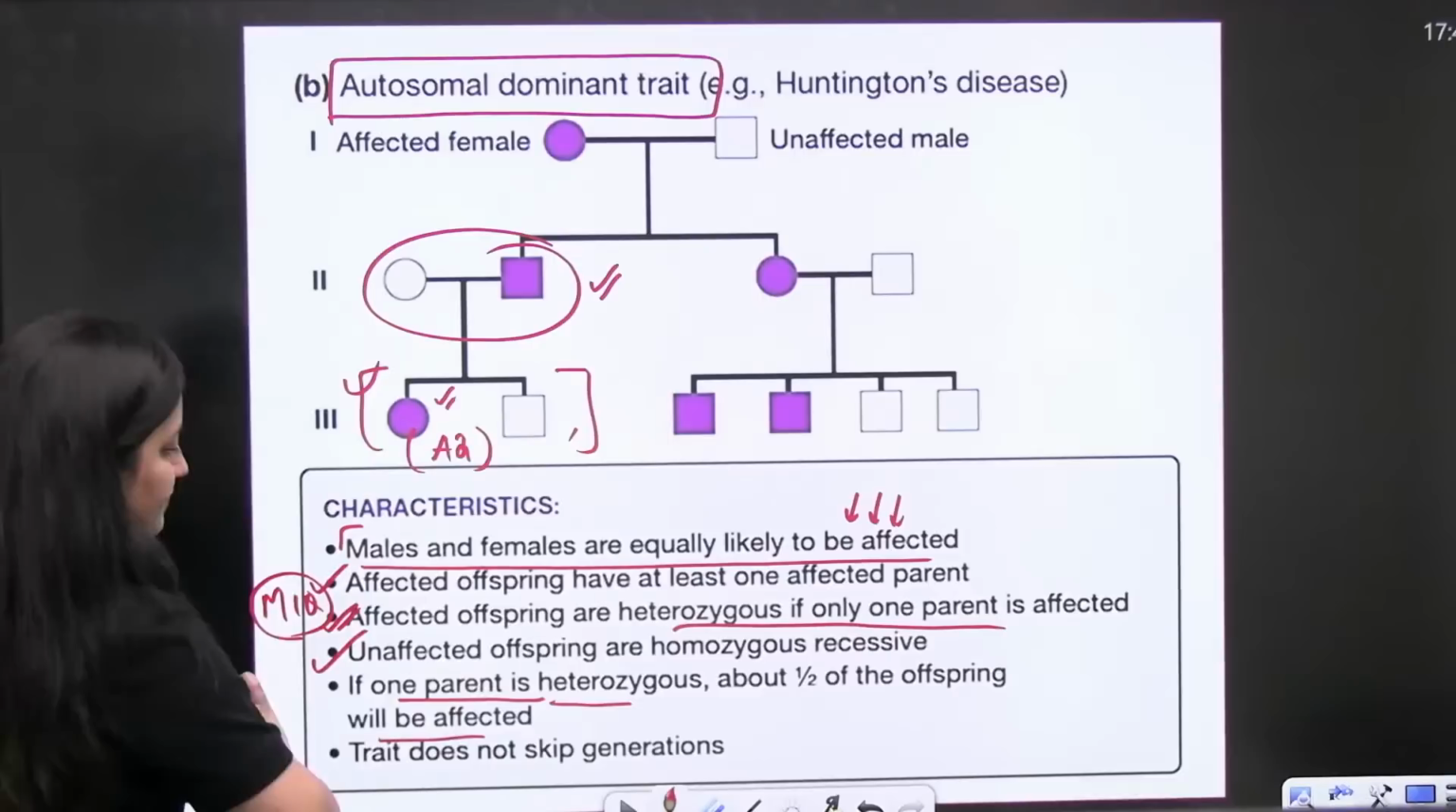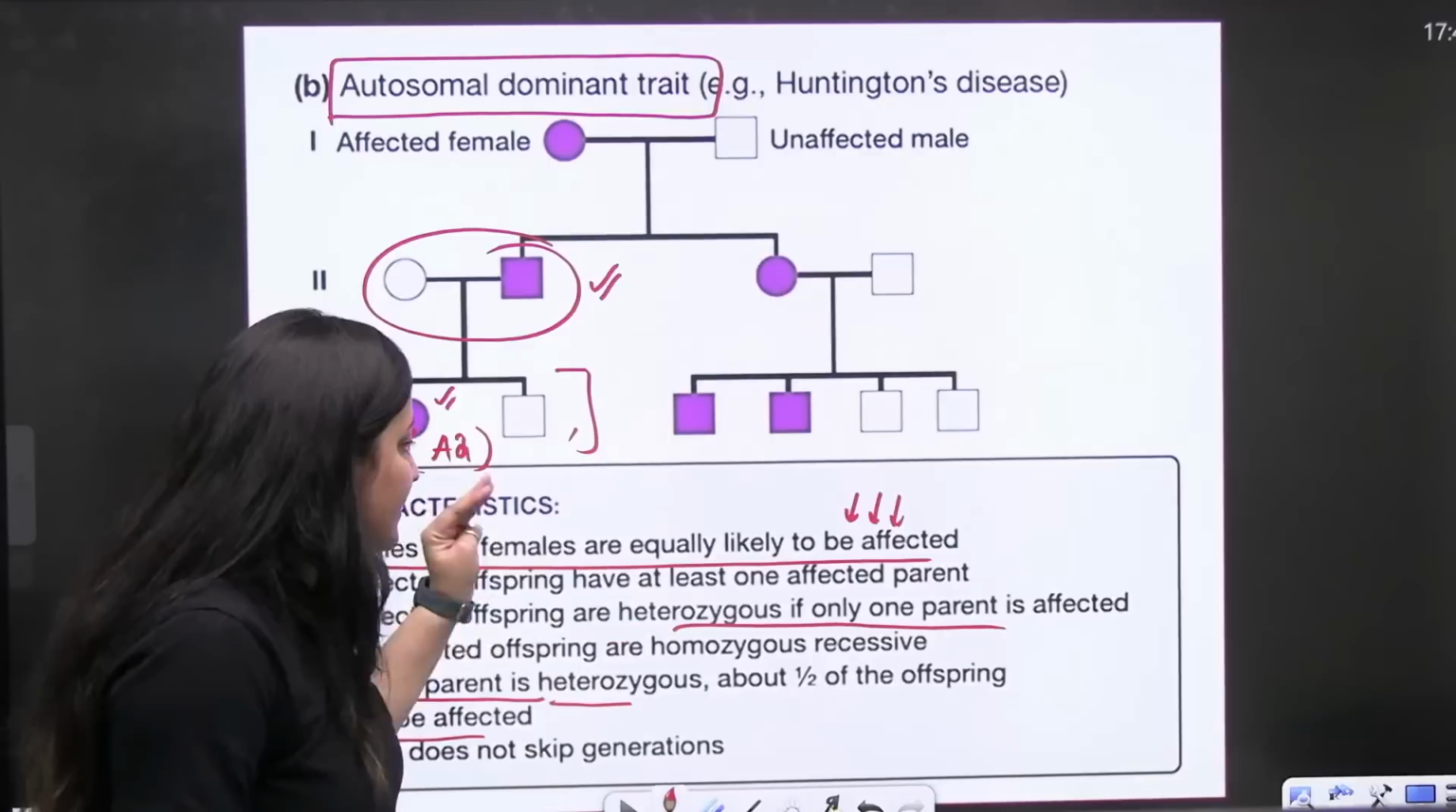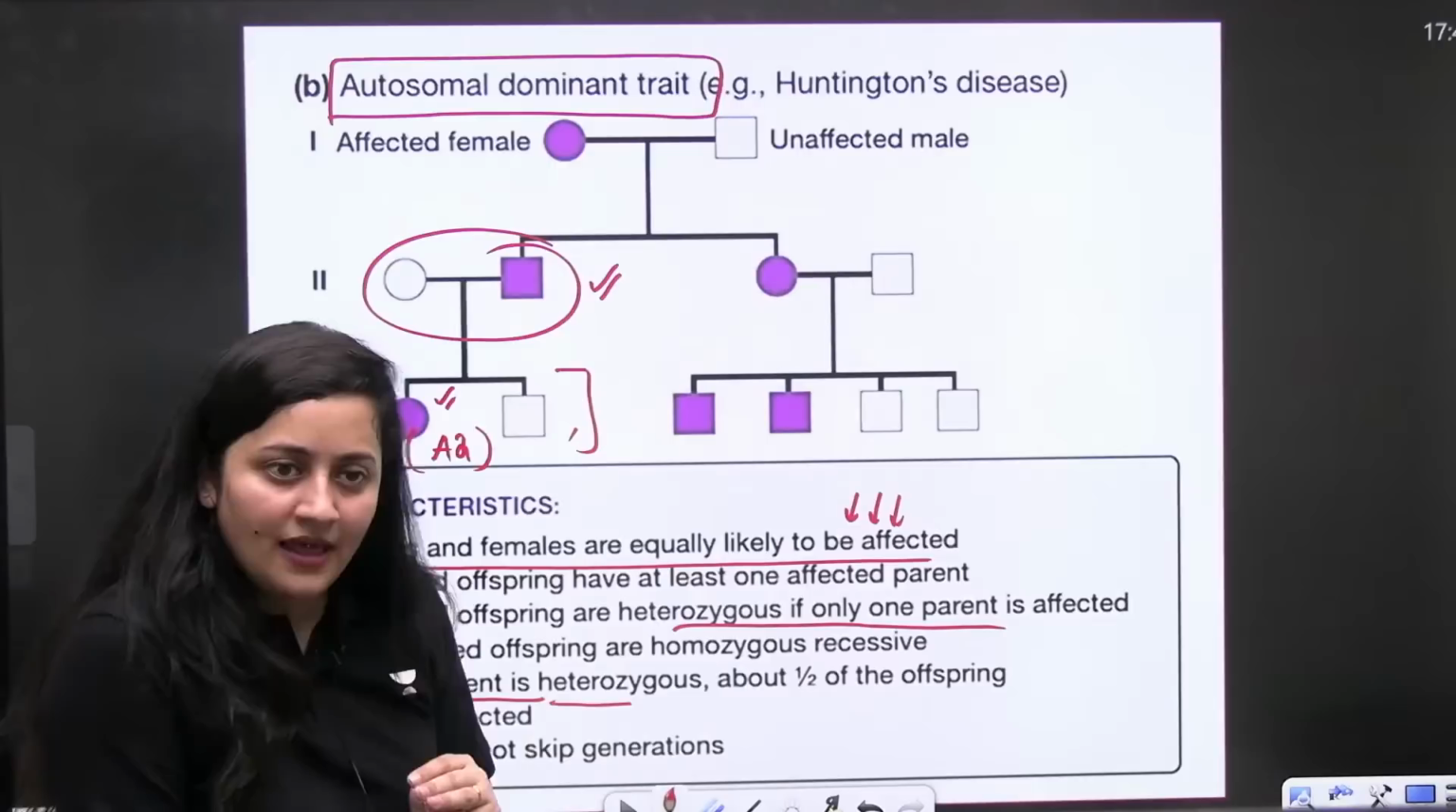They do not skip the generation. Male and female are both equally likely to be affected. Third point is, affected offspring have at least one affected parent. Done, bachche. Now, come to the autosomal recessive trait.